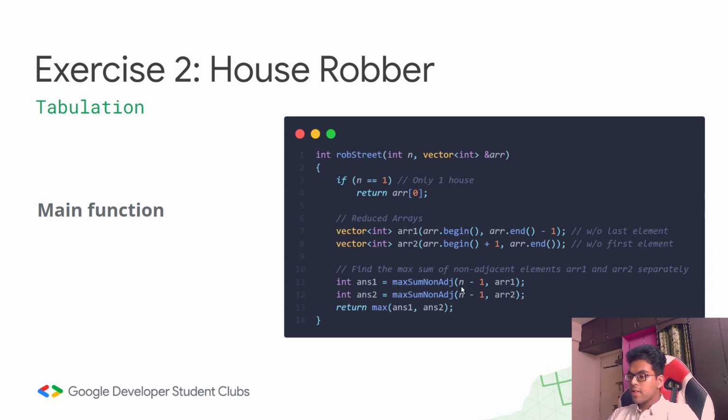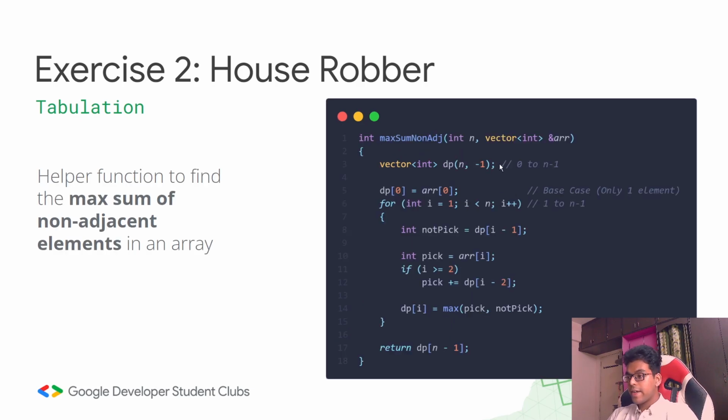Now coming to the implementation of this maximum sum non-adjacent function, it is over here. Again, I could have divided this into three techniques: memoization, tabulation, and space optimization. But for simplicity's sake and not redundantly repeating it, I'll just do the tabulation approach. So this is the helper function to find the maximum sum of non-adjacent elements.